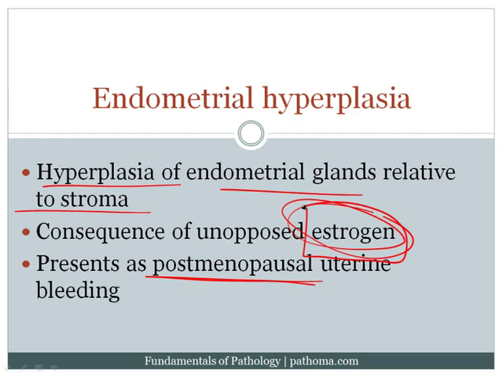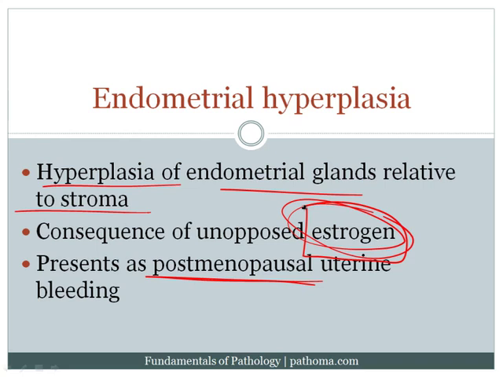For example, let's say she's obese. And in obesity, we know that androgen gets converted to estrone, an estrogen, in the fat. So adipose tissue can convert androgen to estrone. That peripheral conversion to estrone will then hit the endometrium and cause the endometrium to undergo a hyperplasia. So that's one of the classic examples in which a patient might have endometrial hyperplasia.